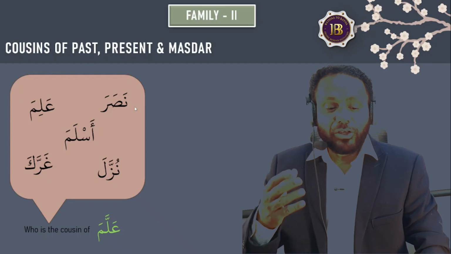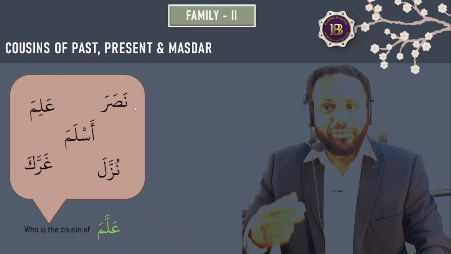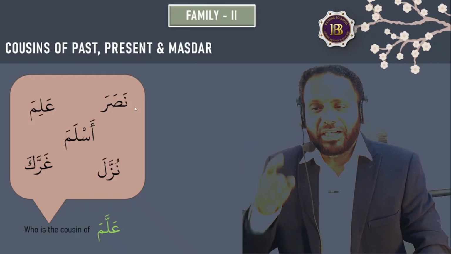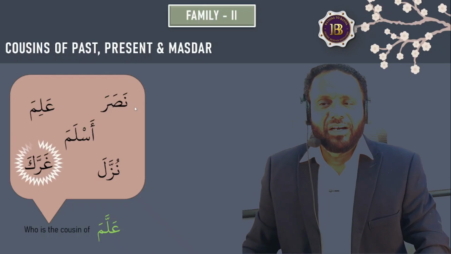Gharraka. See, don't be in a hurry just because there is a shadda there, that is allama. No, it is beginning with dhamma. It's not the cousin. The cousin has to match in the pattern one on one. So there is only one word that matches, gharraka.